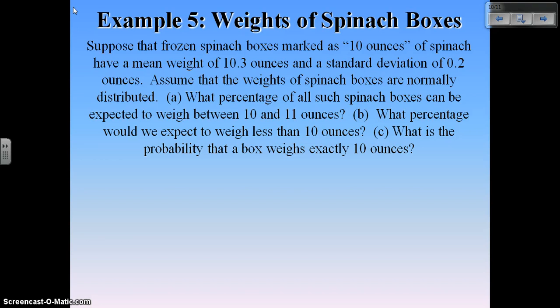Assume the weights are normally distributed. A, what percentage of the boxes can be expected to weigh 10 to 11 ounces? B, what would we expect to weigh less than 10 ounces? And then C, what's the probability that it weighs exactly 10 ounces?